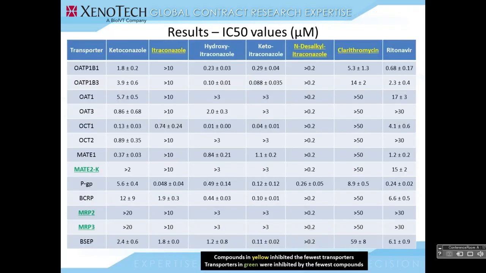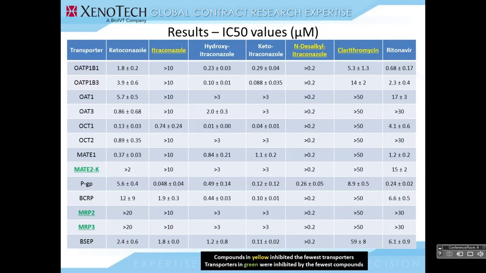This results table is shown in the manuscript itself. It's all the IC50 values that we determined for each of the transporters. We'll just highlight a few things here. So the compounds that are highlighted in yellow inhibited the fewest transporters, and those include itraconazole, N-desalkyl-itraconazole, and clarithromycin. And the transporters that are shown in green were inhibited by the fewest compounds. So this includes MATE2K, which is only inhibited by ritonavir, and MRP2 and MRP3, which did not have any inhibition at any of the concentrations that we tested.